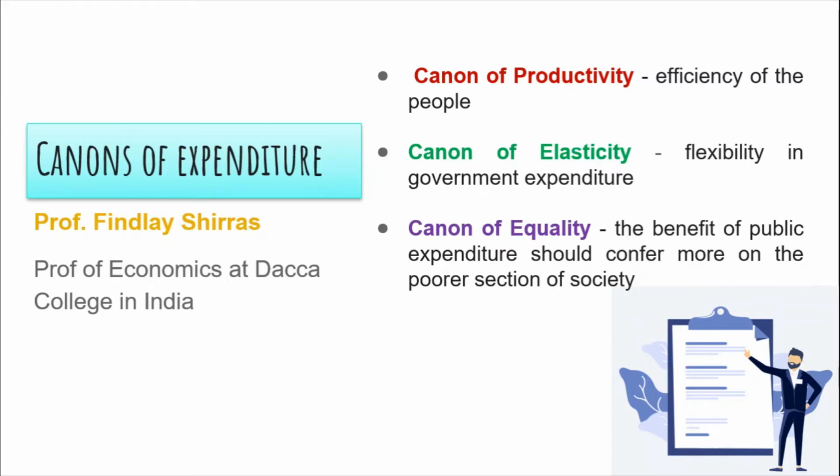Next one is the canon of equality. This implies that public expenditure should be incurred in such a way that inequality in the distribution of income should be reduced. The benefit of public expenditure should confer more on the poorer section of society, meaning the poorest of the poor shall be given much priority, intended to alleviate poverty at all costs.